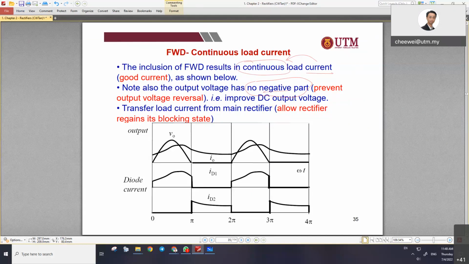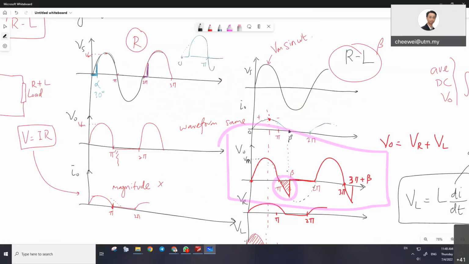So if we look at the previous case here, is the current continuous? Let's see. We start from 0, going up to the maximum, rising and falling at beta, and then 0 until 2 pi, and then we go up again. In this case, do we call it continuous or discontinuous? Anyone can help me with the English term? What is continuous? What is discontinuous? A or B?